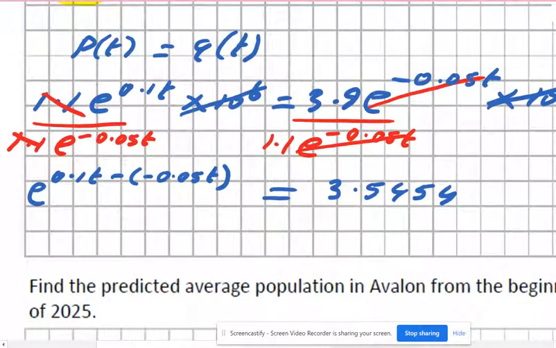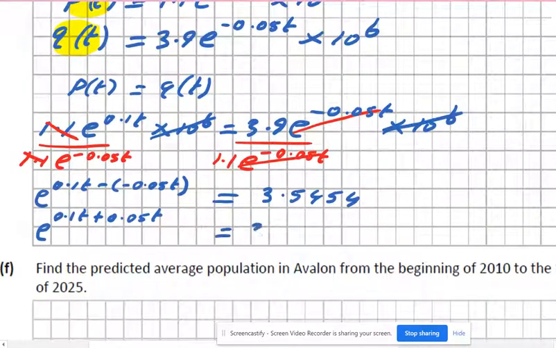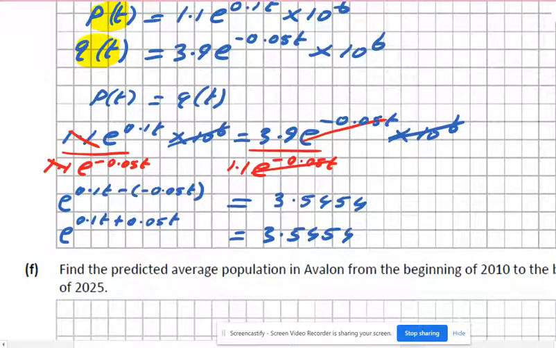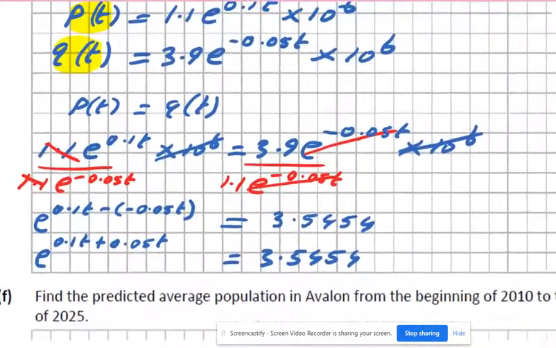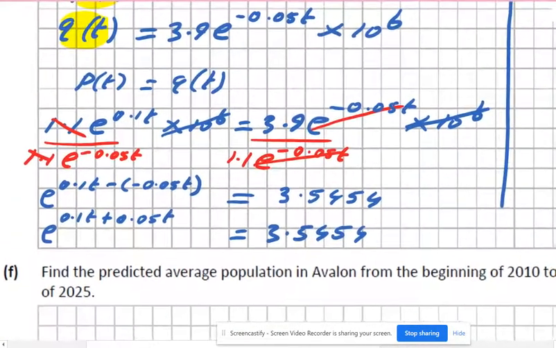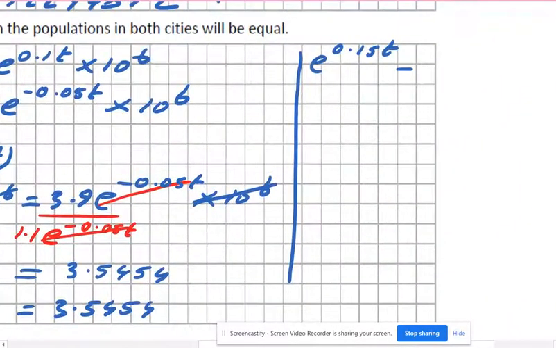And now on this side, it's e to the power of 0.1t minus minus, which is plus. And if you plus those two together, so it's e to the power of 0.1t plus 0.05t, you get your answer, which is 3.5454. And let's finish off that. So that's e to the power of 0.1t plus 0.05t is 0.15t. So now up here, we have e to the power of 0.15t, and that's equal to 3.5454.